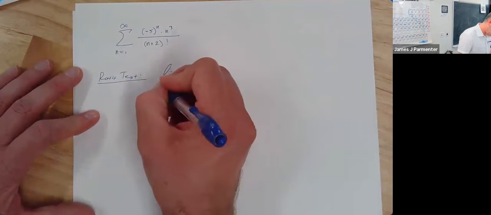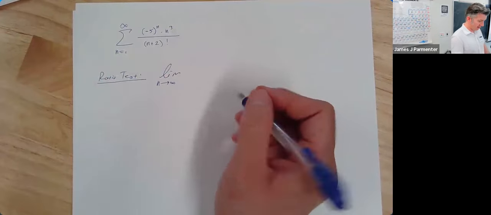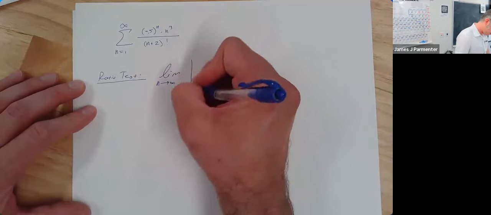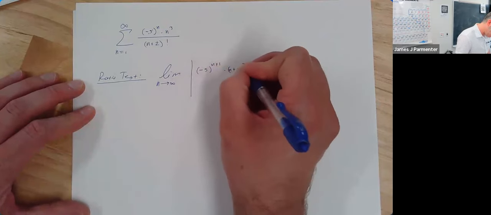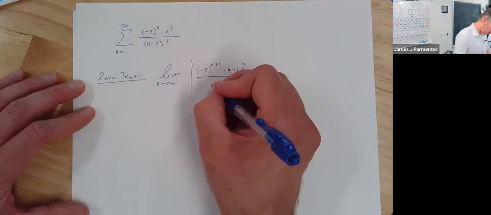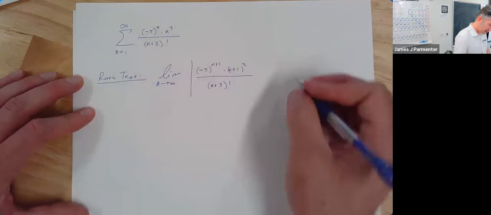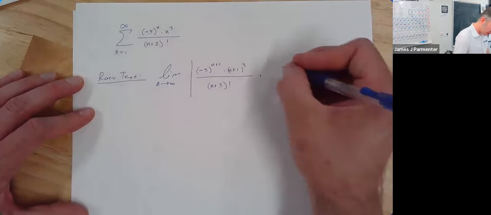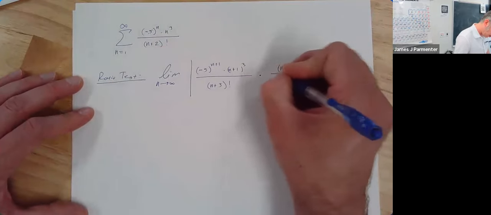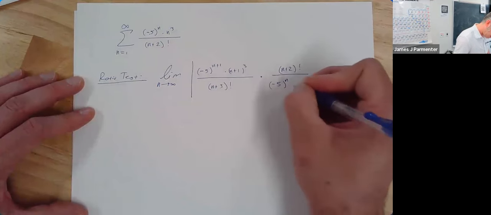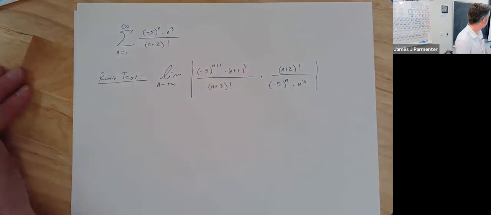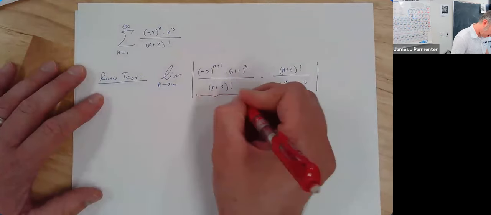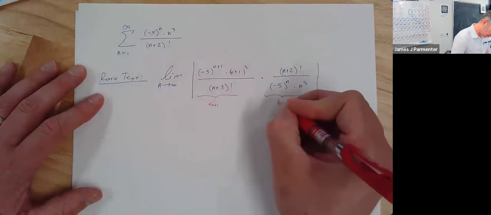All right, limit n goes to infinity. I do need the absolute values here because I have something that's going to be negative sometime. So you get -5 to the n plus 1 times n plus 1 cubed over n plus 1 plus 2, so n plus 3 factorial, times the reciprocal of this, so n plus 2 factorial over -5 to the n times n cubed. Right, this is your a sub n plus 1, and this is your reciprocal of a sub n.